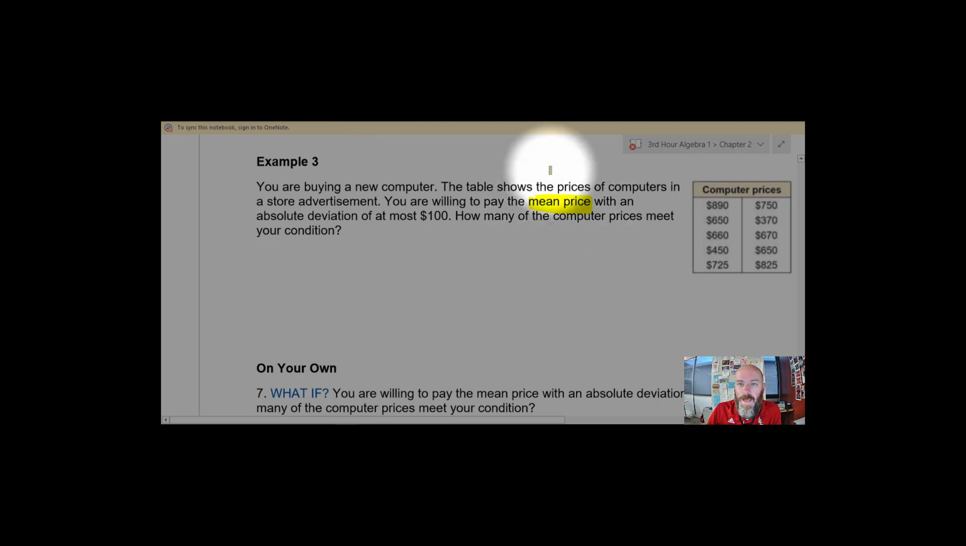So the mean price means we're going to add up all of these numbers over here and divide it by 10 because there's 10 of them. I'm going to cheat here because I have it written down somewhere else. If I add them all up, you get 6,640. So 6,640 divided by 10 means the mean price is $664.